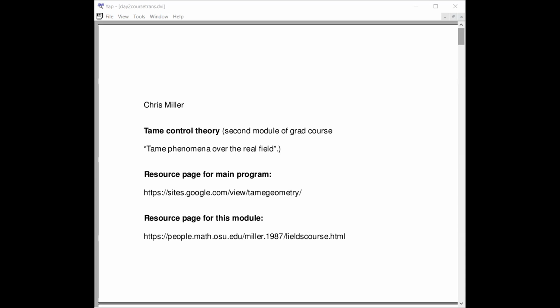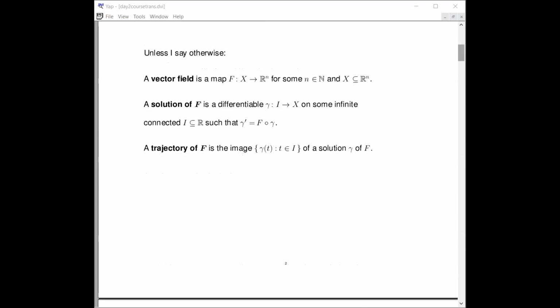So let's see, what else did I want to do here? We should maybe remind ourselves of some things. Once again, these somewhat strange conventions, at least for now: vector fields have no assumptions on them other than being maps from subsets of R^n into R^n. Solutions are just differentiable gammas on some kind of interval, satisfying this kind of differential equation, and trajectories are the images of solutions. So that's the language that I'll be using.